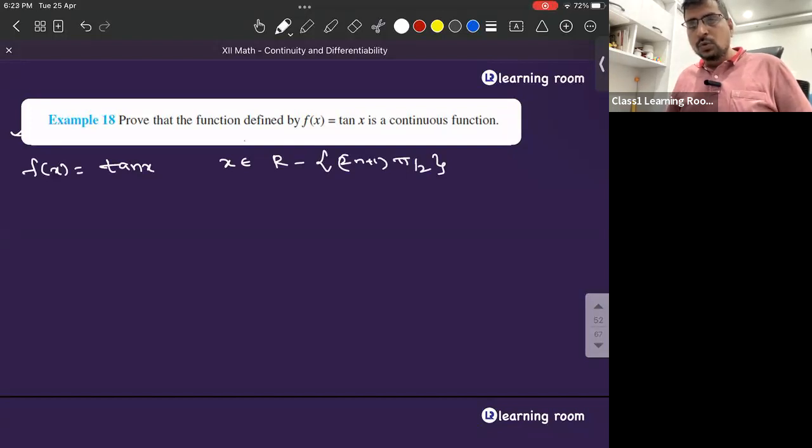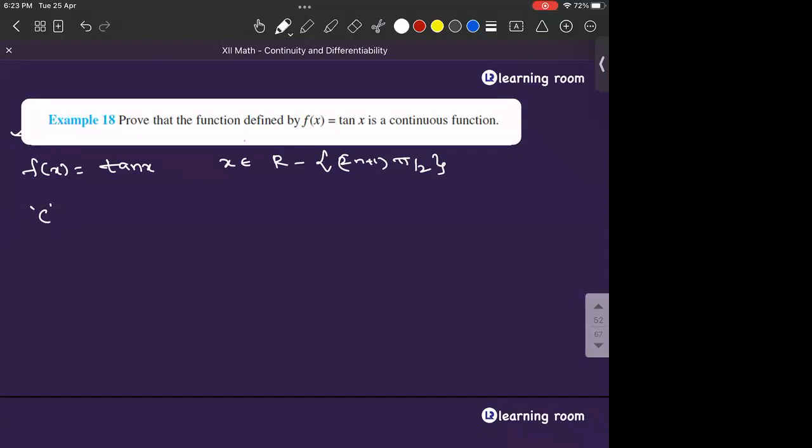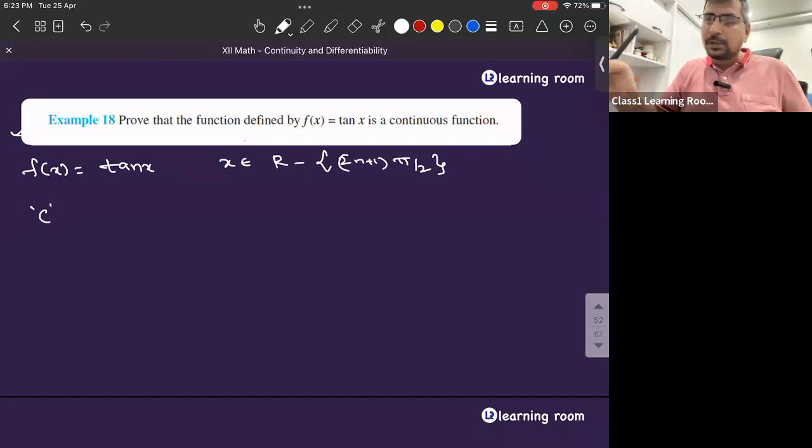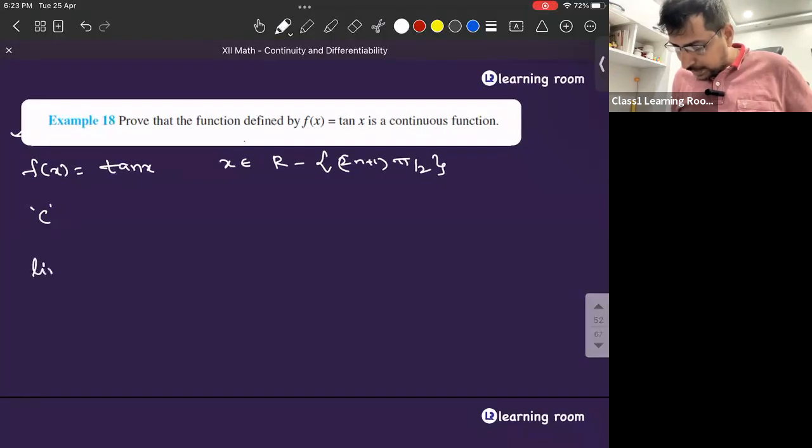So when you take a point c in the domain of the function, you will not take pi by 2 at all, or you will not take 2n plus 1 pi by 2. Am I right? Guys, are you able to understand or not? So when you take the point c, that c will belong to any real number except 2n plus 1 into pi by 2. Now we need to discuss the continuity of that function. So for that, I'll take limit x tends to c minus of tan x.